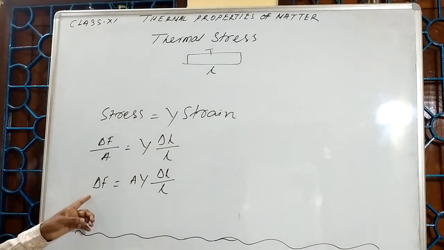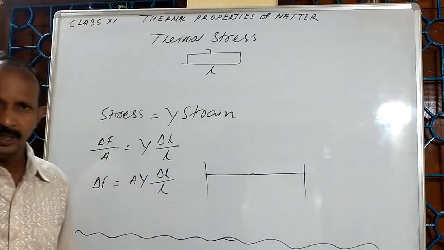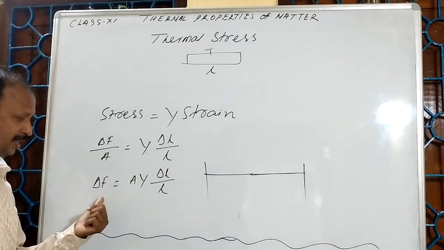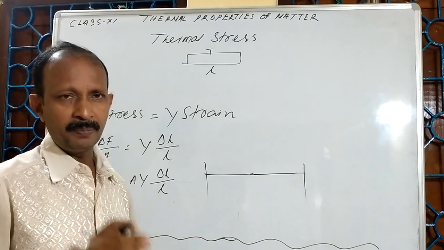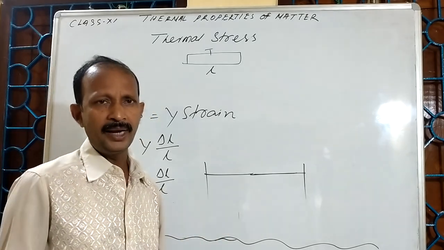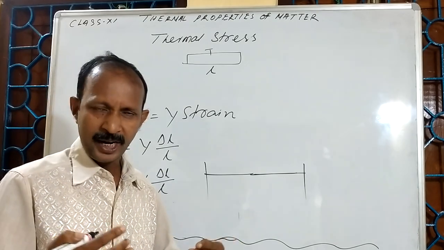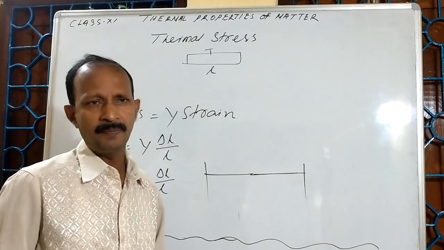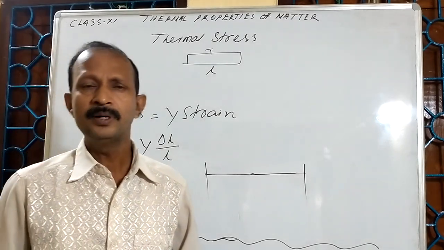So this is the force applied to the outer side of the two metallic plates when they are in contact. If this force is applied, it will be able to bend them. To avoid that bending, whenever we make railway lines, we leave some gap between two metallic plates, because there will be expansion and they may hit. To avoid that bending, we leave some gap. So this is about thermal stress. I hope that you might have understood.